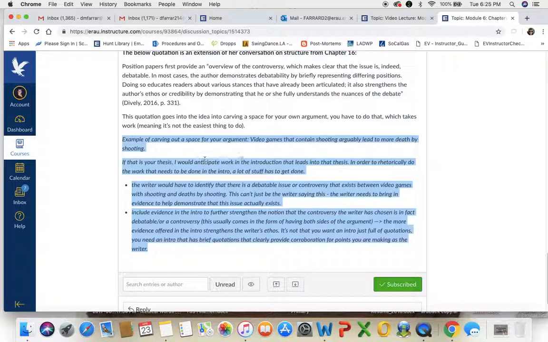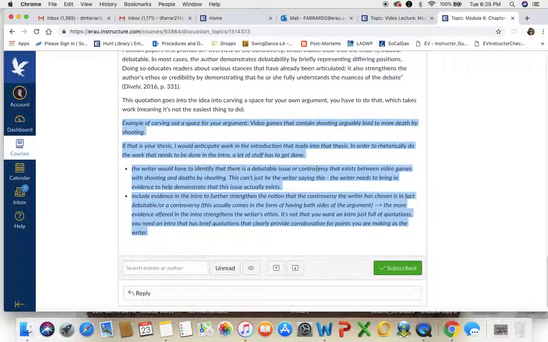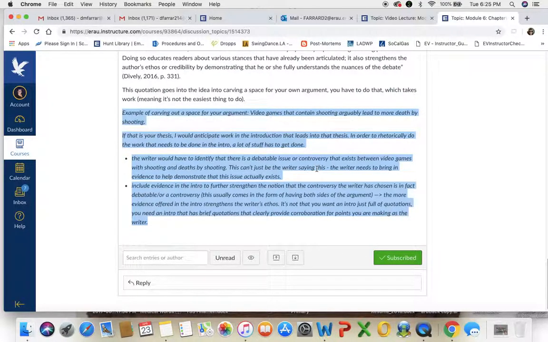So if we're imagining this thesis about video games, some things I would expect to be in the introduction is that you, the writer, would have to identify that there is an actual debatable issue or controversy between video games with shooting and death by shooting. You just can't say something, or you have to be a very established person to just say something. So we're not in that realm. First you have to identify that there's an actual debatable issue. And how do you do that?